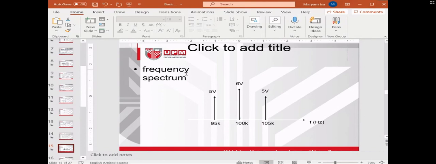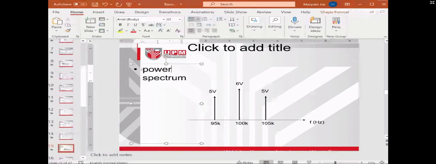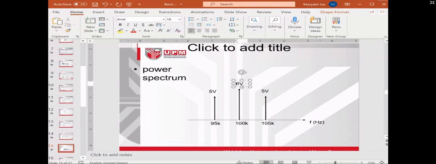I'm going to change this, because we already did this earlier. I'm going to change this to power spectrum. So the x-axis is still the same. You have frequency in hertz. It's just that the peak you have to change according to the power value. Okay, so we had the PC is 5 watt. Okay, you have to write the 5 watt.